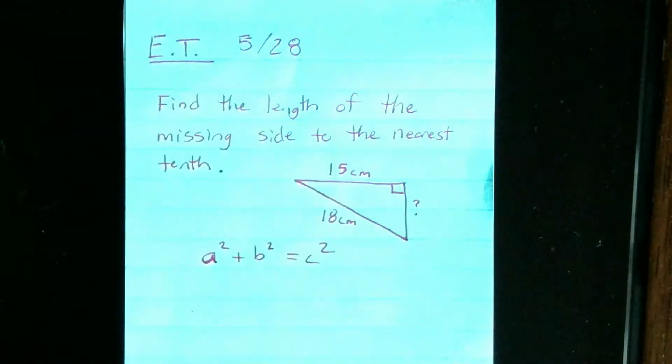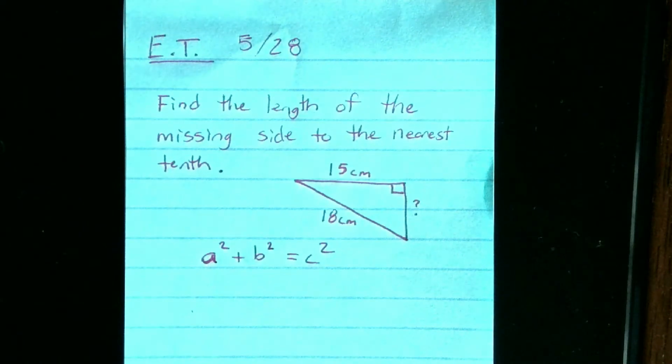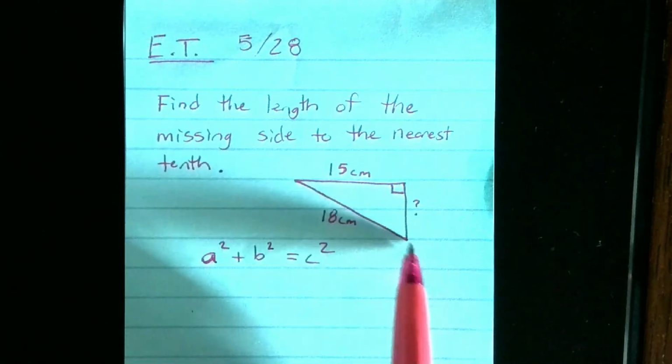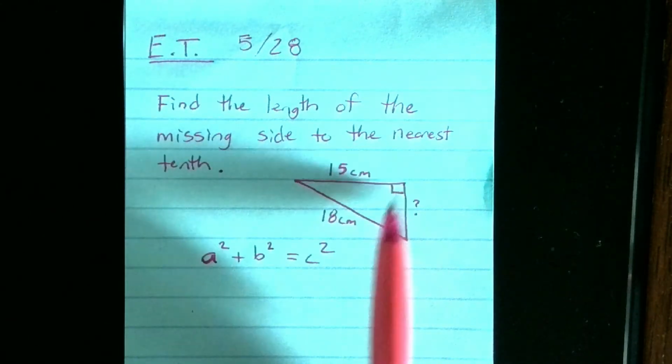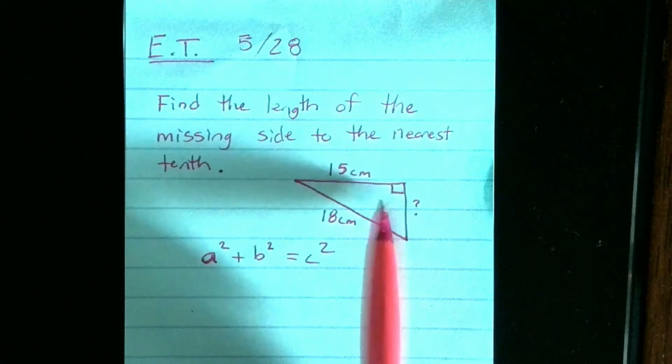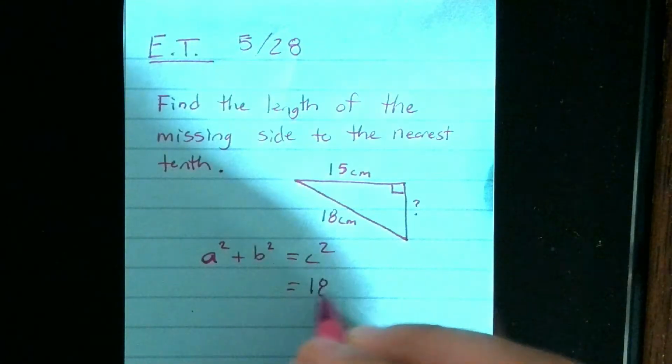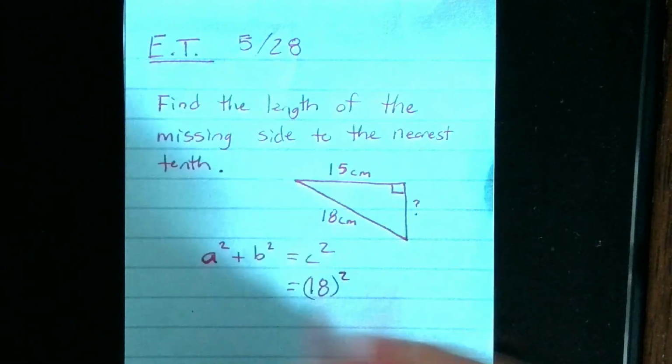The most important thing for the Pythagorean Theorem is to make sure you put the hypotenuse in for c. The hypotenuse is the diagonal side. It's also always the longest side. It's always the side directly across from the right angle. Okay, so the hypotenuse is 18 in this case. So I'm going to plug 18 in for c.